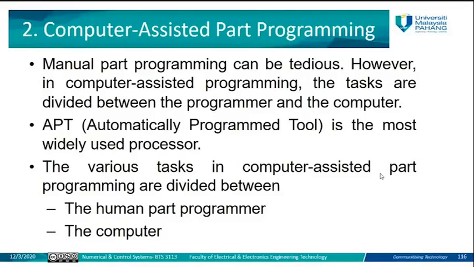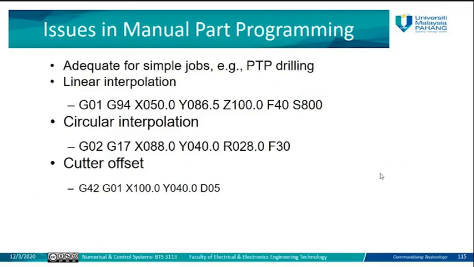In the previous three classes, we talked about manual programming for NC part programming using G code and M code. And at the end of the last class, we said there are some limitations of this type of programming, and this type of programming actually needs more effort from the programmer or from the human.